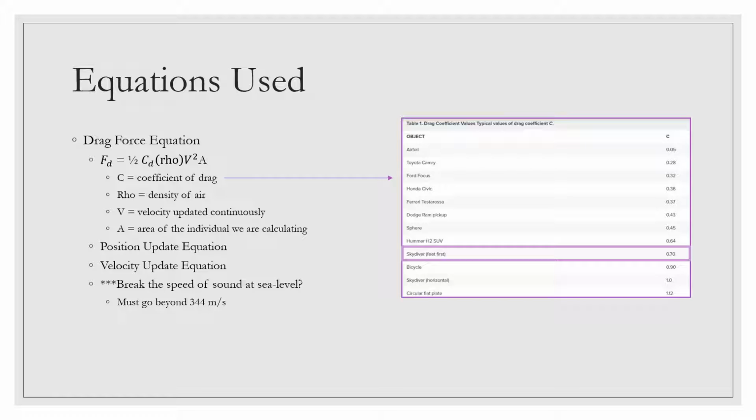The main components of this equation are the coefficient of drag, which is given experimentally in the chart on the right as 0.7, noting that the skydiver is feet first, rho, the density of air, v, the velocity updated continuously, and A, which is referring to the area of the individual we are calculating. Also taken into account are the position and velocity update equations, and just noting that in order to break the speed of sound at sea level, velocity must go beyond 344 meters per second.